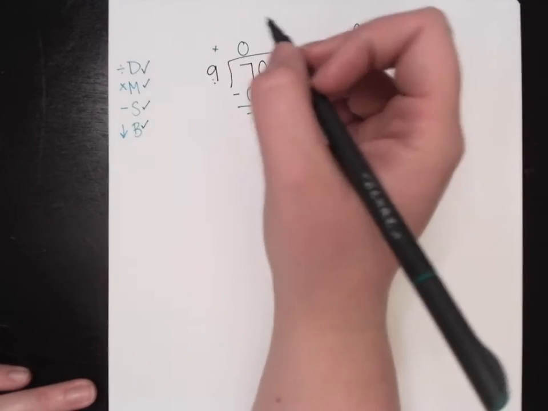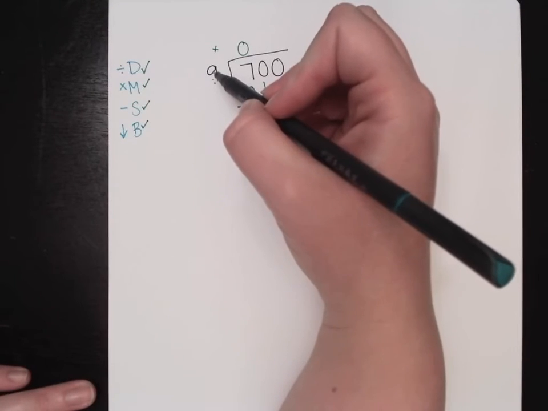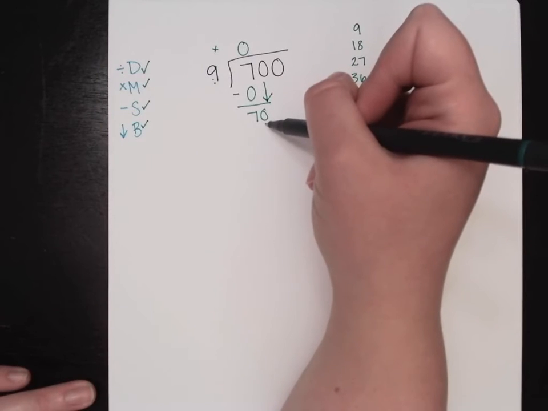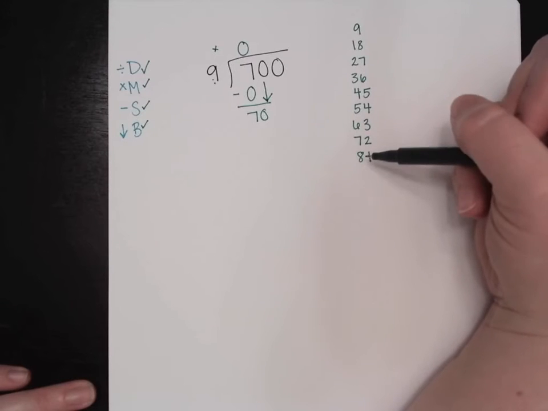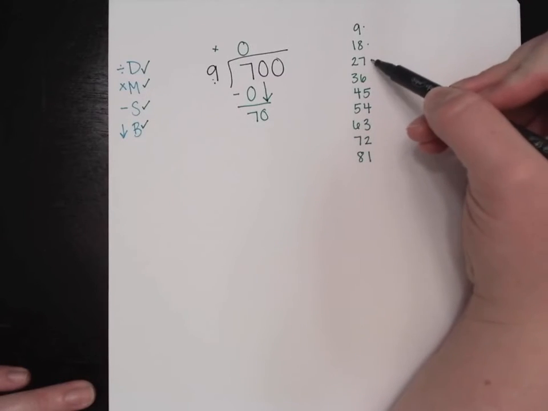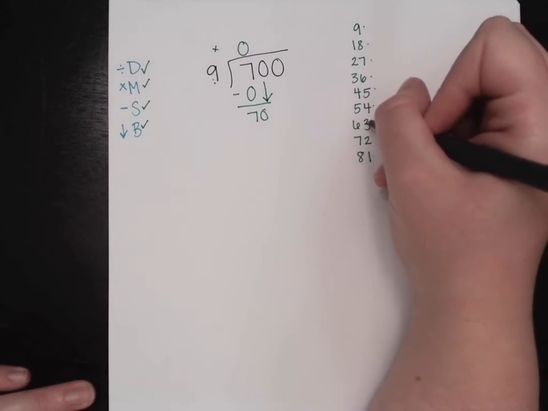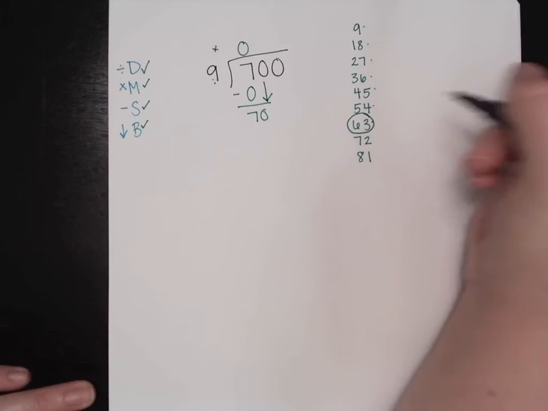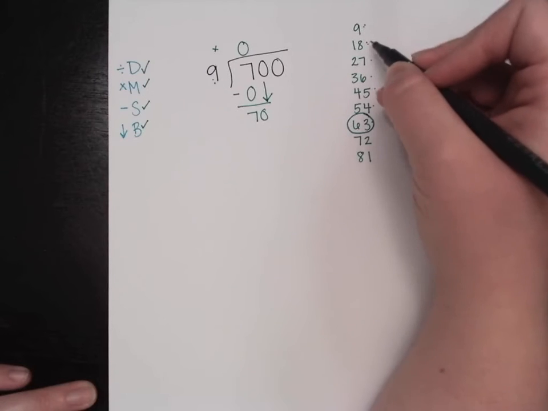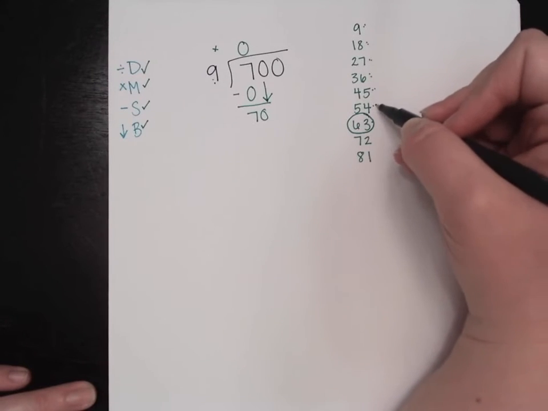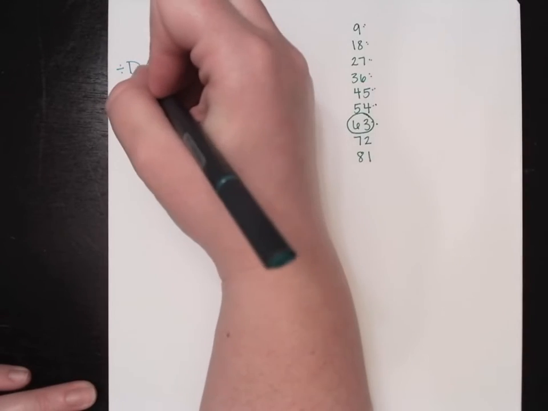So I'm back at divide. 70 is my new dividend. So now I'm trying to find out how many times 9 goes into 70. So come to your list of multiples and get as close to 70 as you can without going over. And I'm at 63 because 72 would be too high. Then count how many times that is. 1, 2, 3, 4, 5, 6, 7. 9 goes into 70 7 times.